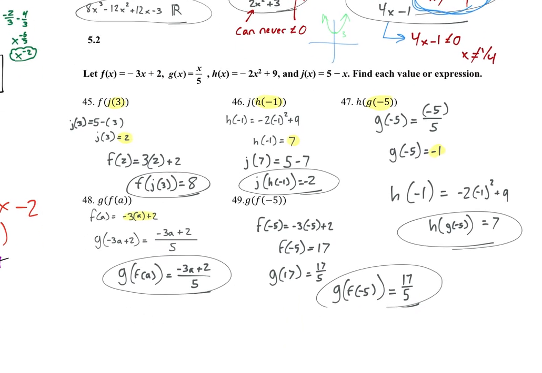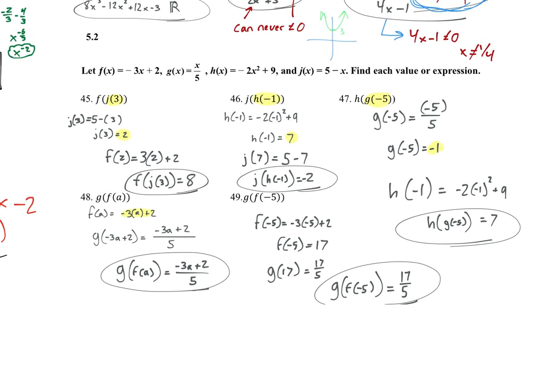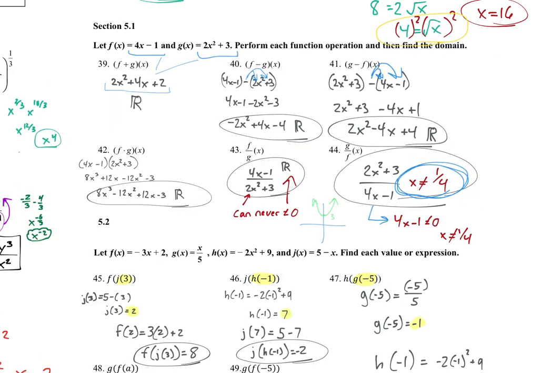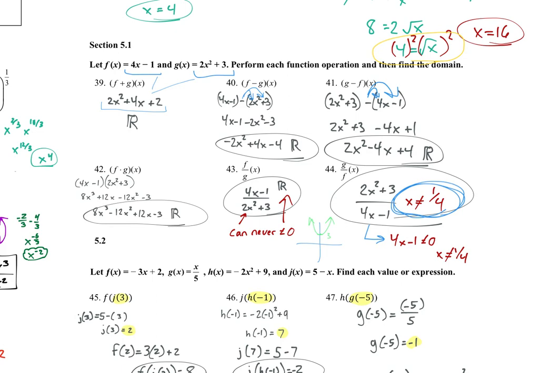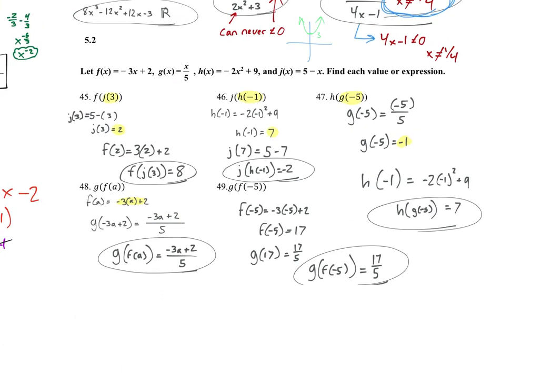For this next set here, 5.2, this is composition of functions. This is different than 5.1. In 5.2, this is where the order matters. We have to do one of these first, and then we take that answer and continue forward. So on 45, f of j of 3, and you can see I highlighted j of 3, means I need to find j of 3 first.